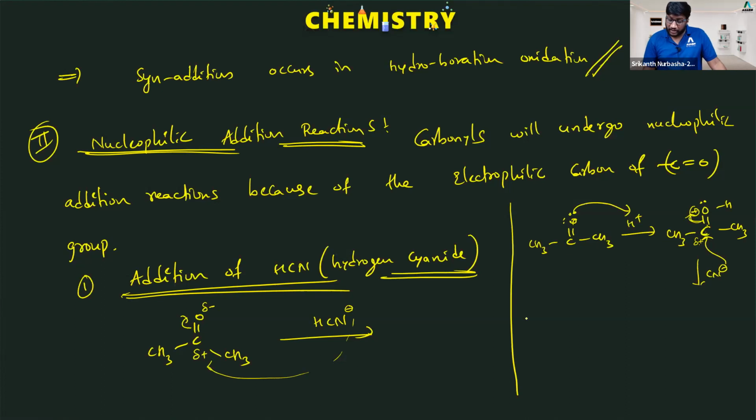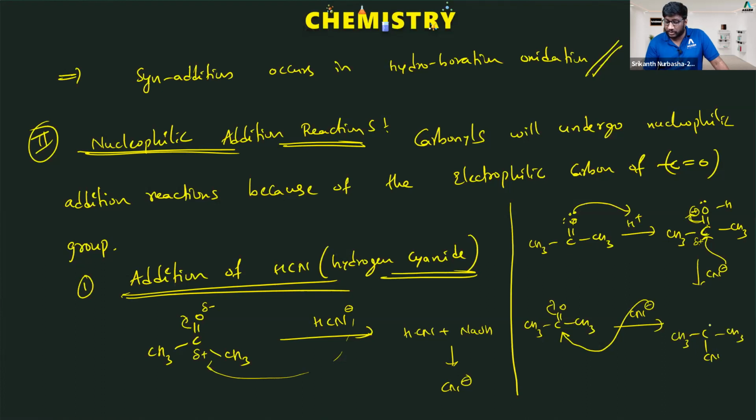The other way: we have CH3-C=O-CH3 and I add a base. HCN is an acid, and NaOH is a base. So OH minus picks up the proton and forms CN minus, so cyanide ion is formed in large amounts. Cyanide ion attacks this carbon, the pi electron density moves away, generating CH3-C(CN)(CH3)-O minus. In acidic medium, I increase the electrophilicity of the carbon. In basic medium, I produce more cyanide ions, and thus the attack is feasible.